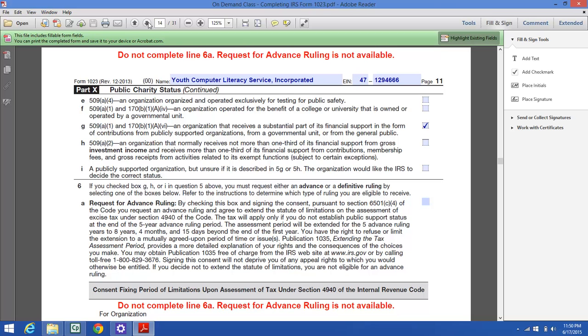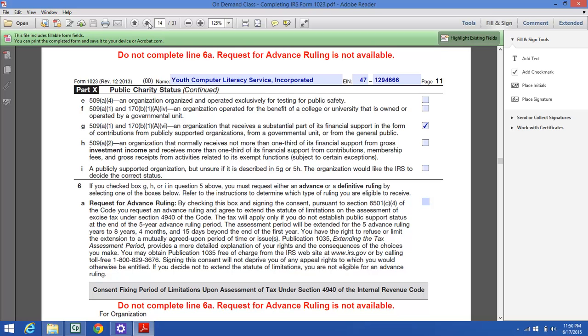You want to check box G, because this box G is for an organization that receives a substantial part of its financial support in the form of contributions from publicly supported organizations, from a governmental unit, or from the general public. So G is the best public charity status that you can select because it gives you the most broad way in which to receive money. The other ones are a little more difficult to receive money. They're a little more restrictive, but G is the best option.